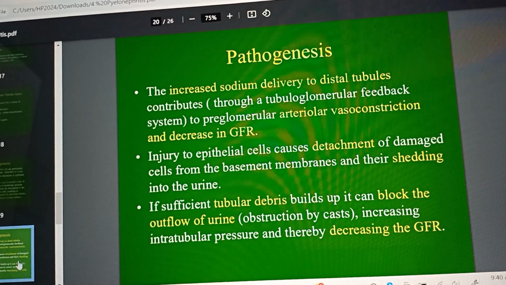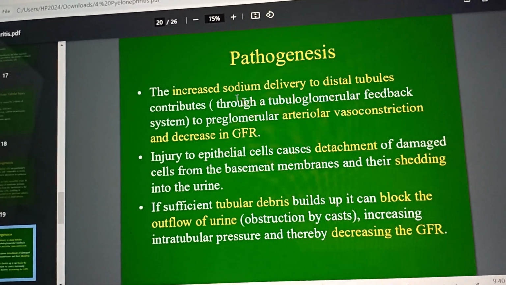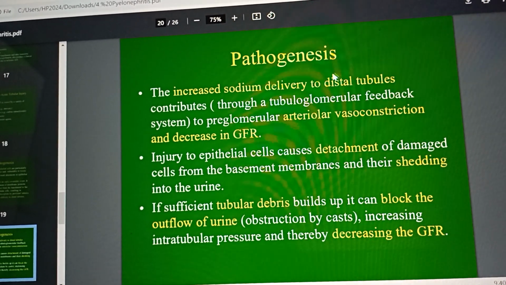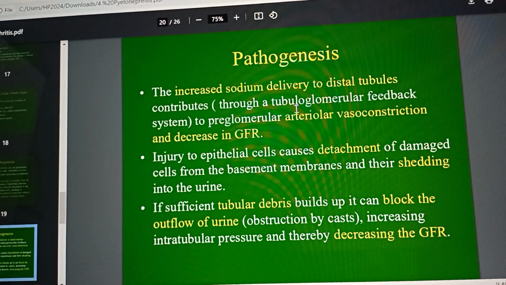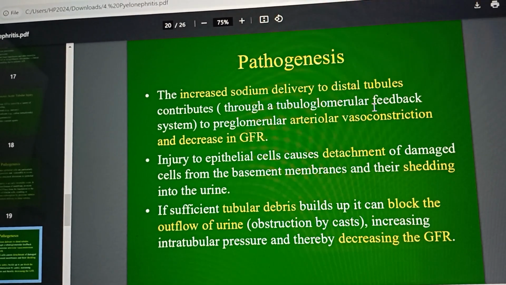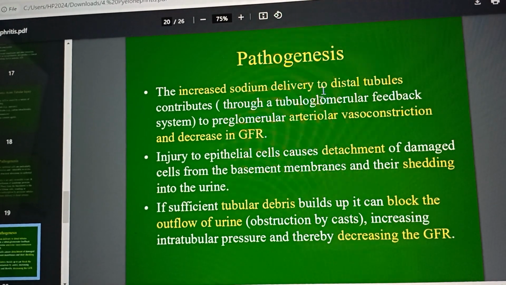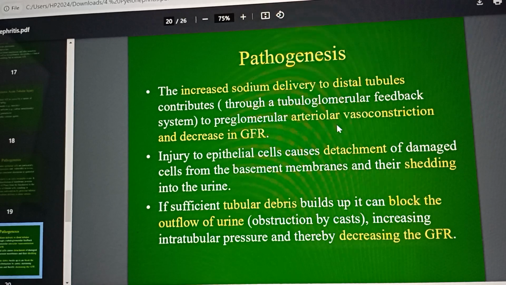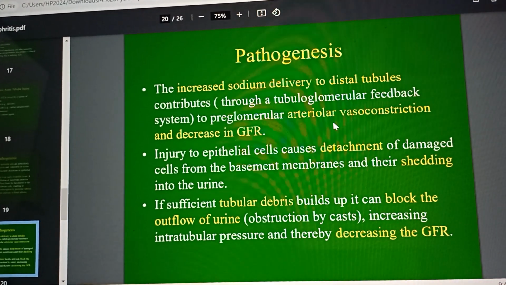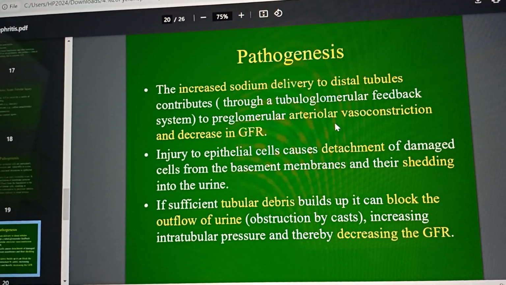Right? So here, when more sodium comes to the distal tubule, what will happen? There will be a tubuloglomerular feedback system. Whenever more sodium is coming to the distal tubule, the arterioles will constrict and the glomerular filtration rate will decrease, right?